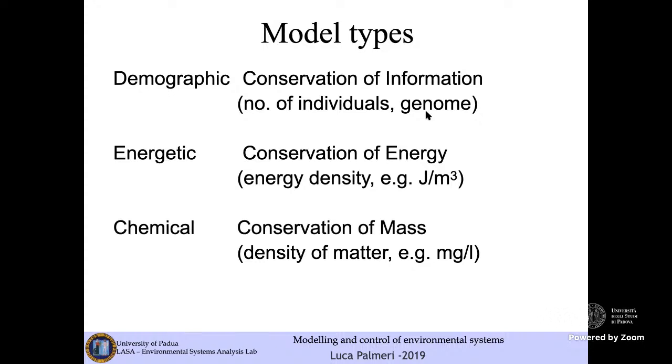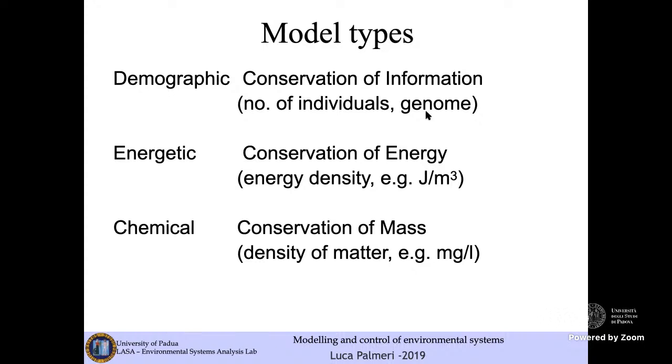Again, it is important to keep in mind that according to the epistemological approach or description we want to include in our system, we shall select the appropriate currencies. In the first case, the currency is the number of individuals. What is flowing between the elements of your model is a number describing the number of individuals or the information content of the individuals. In the second example, the case of energetic modeling based on energy conservation, then what is flowing between the elements of your model is energy.